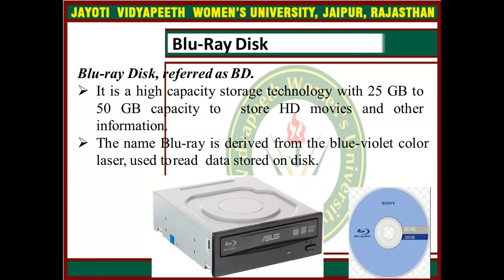Now come to the Blu-ray disc. Blu-ray disc, referred to as a BD, is a high capacity storage technology with 25 GB to 50 GB capacity to store high definition movies and other information. So the name Blu-ray is derived from the blue-violet color laser used to read data stored on the disk. You see here this blue color. So this is basically how it looks.